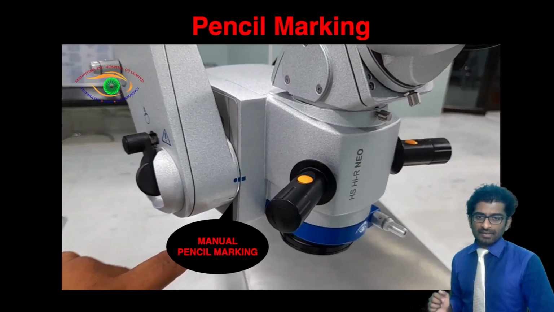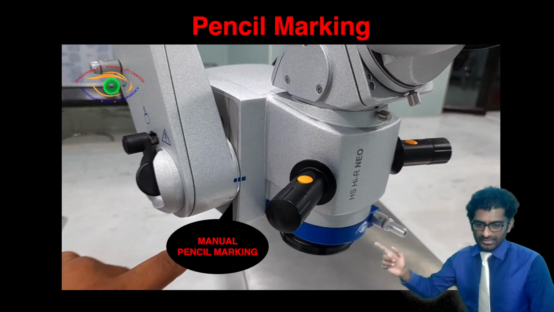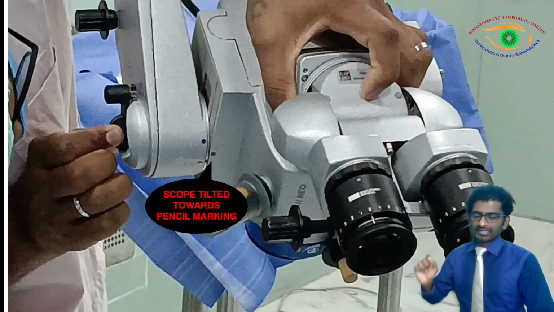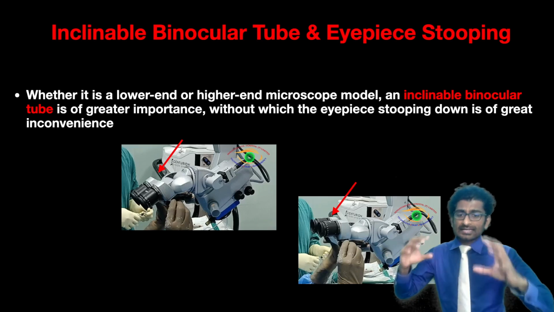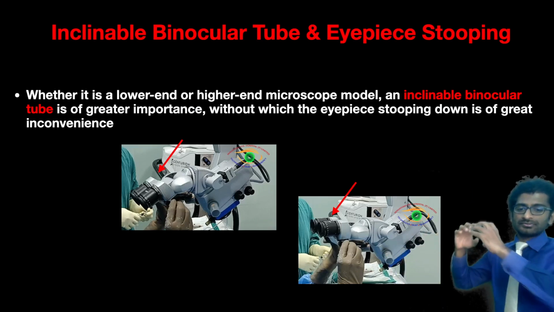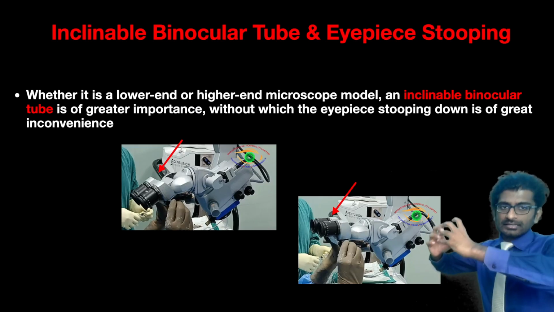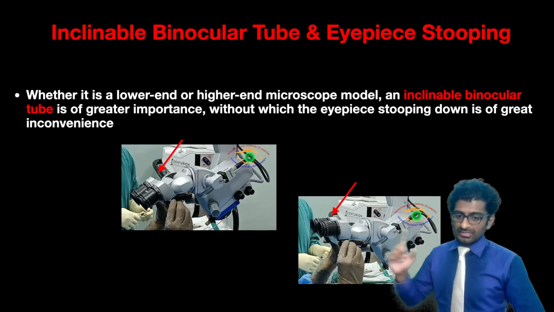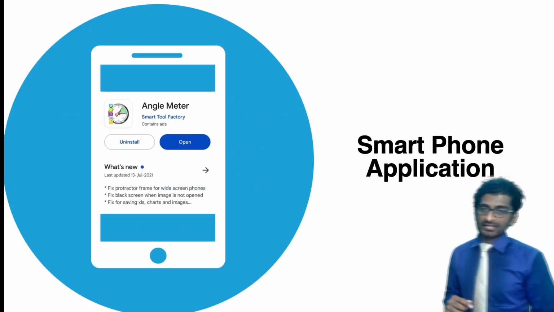Just make sure you tilt it back. I recommend a pencil marking. This is before and this is after. I'm just showing it once again. Before tilt and after tilt, make sure you have a marking so that you don't need to be assistant dependent. And an inclinable binocular tubing in your microscope, as you saw in that video, is of paramount importance. You just need to incline the binocular tubing, with the eyepiece stooping downwards, otherwise you'll develop neck pain or musculoskeletal issues.